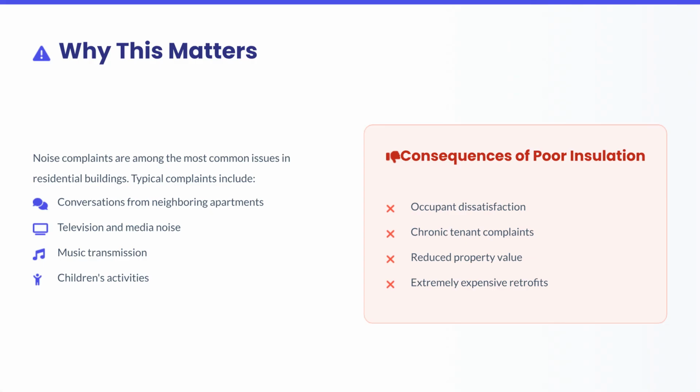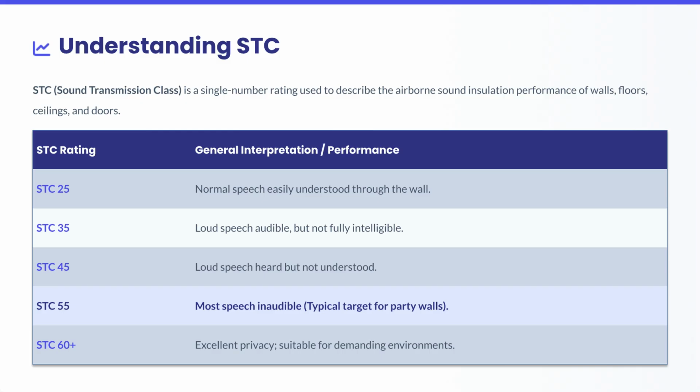Acoustic privacy matters because noise complaints are common in residential buildings, including conversations, television, music, and children's activities. Poor insulation leads to occupant dissatisfaction, chronic complaints, reduced property value, and expensive retrofits. STC is a single-number rating for airborne sound insulation in walls, floors, ceilings, and doors. An STC of 55, the typical target for party walls, means most speech is inaudible.